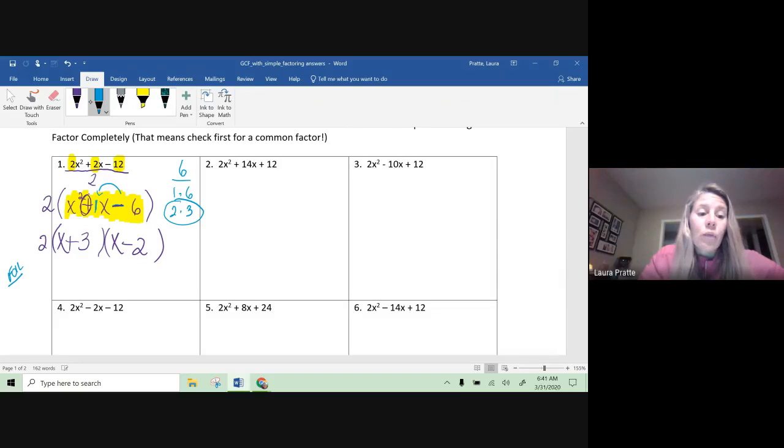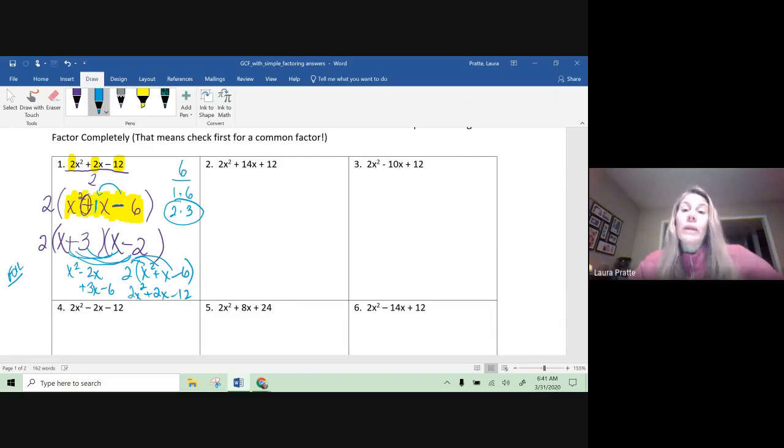So if you're checking your work here, you would get x squared minus 2x plus 3x minus 6. Now that's going to get you to x squared plus x minus 6. But then you would have to distribute that 2 to get back to your original problem of 2x squared plus 2x minus 12. Now, I'm not going to be foiling and checking every single problem as I go through this page, but that would be good for you to keep in mind.